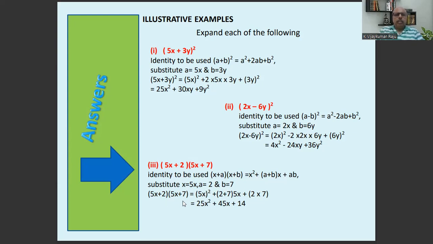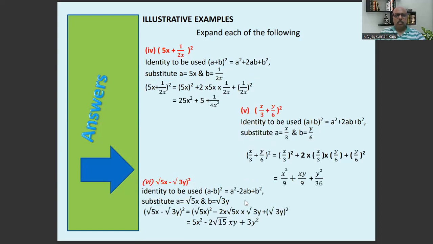So (5x + 2)(5x + 7) is (5x) square plus (2 + 7) into 5x plus 2 into 7. So here we get 5 square is 25x square, 2 plus 7 is 9, 9 5s are 45, 45x plus 7 2s are 14. So this is your answer as the expansion of the given question.